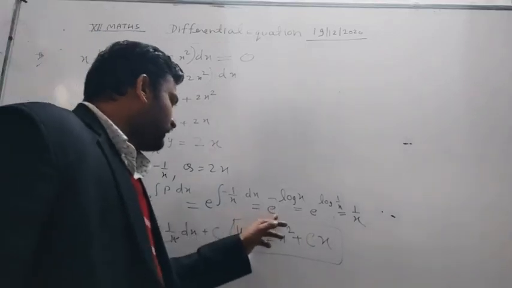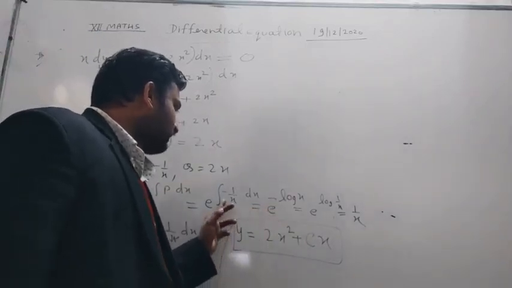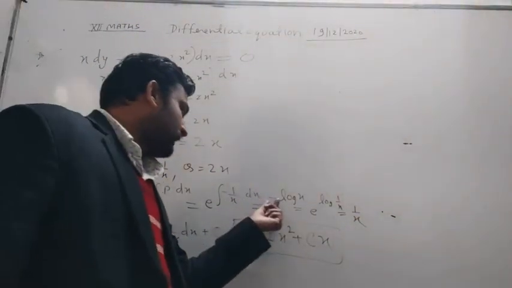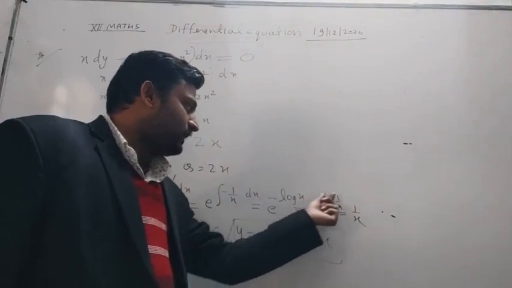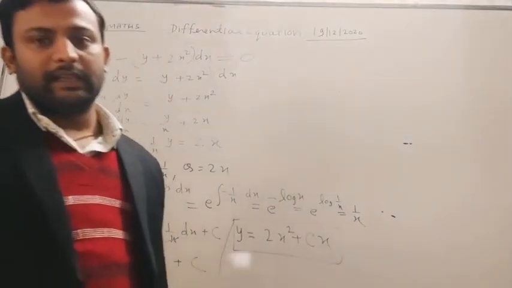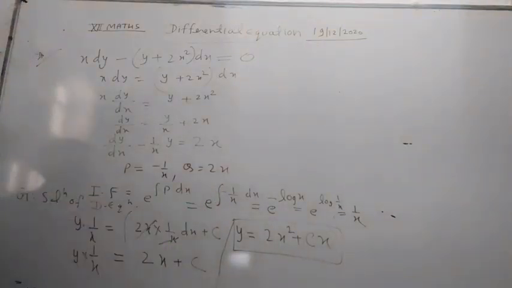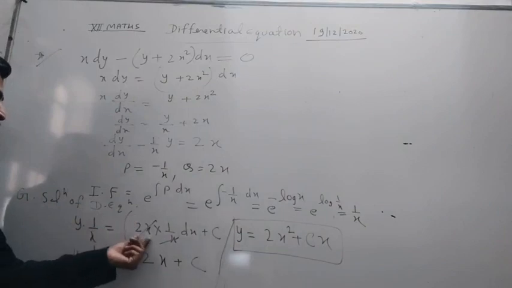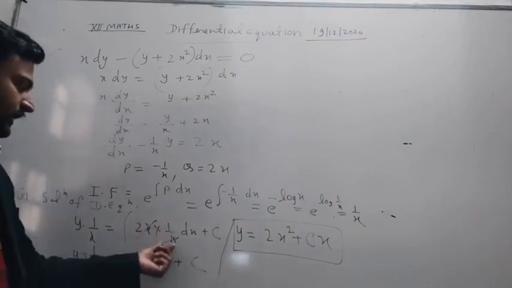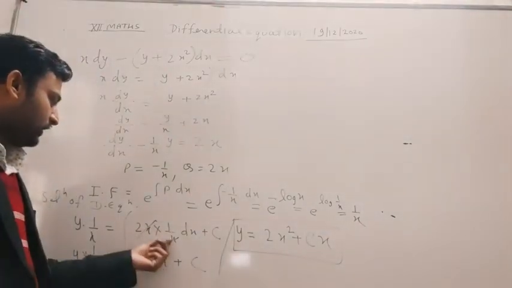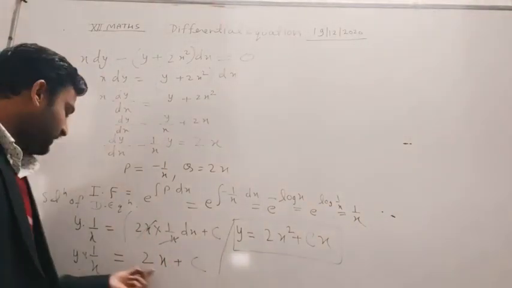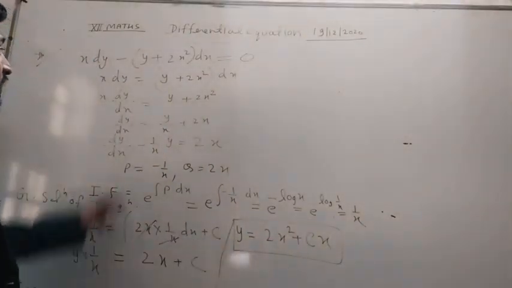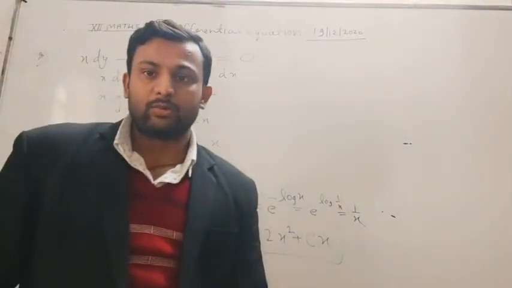Now this is equal to e to the power minus log x, because integration of 1 by x is log x, and the negative sign is there, so we can change this in the form of 1 by x. So we are getting our integrating factor is 1 by x, and now the general solution of this differential equation is y into 1 by x, which is integration of 2x, which is q, into the integrating factor, plus c. Okay, now this cancels, we are getting 2x plus c, and y is equal to what? 2x square plus cx. This is our general solution of the given differential equation. I hope you understand, students.